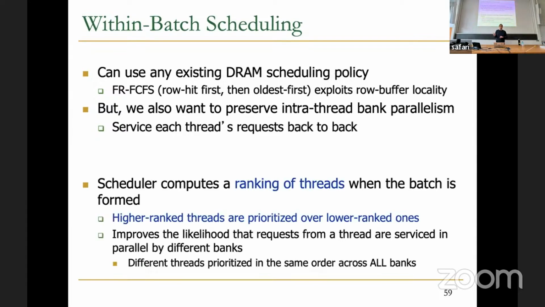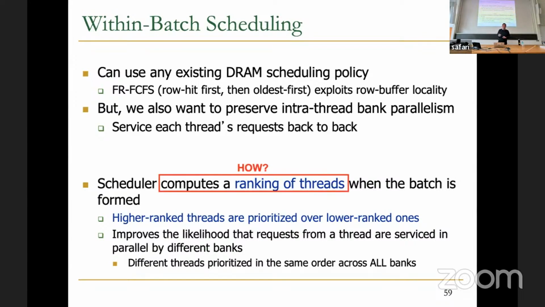To be able to do this, we introduce a component that's relatively high overhead: computing a ranking of the threads when the batch is formed. And we prioritize higher-ranked threads over lower-ranked ones. This improves the likelihood that requests from a thread are serviced in parallel by different banks, because threads are prioritized in the same order across all of the banks. The rank is the same across all of the banks. You may ask, what about the rank across different channels? Yes, across different channels you may want the same rank also, but this requires communication across memory controllers, and that is talked about in a later paper.